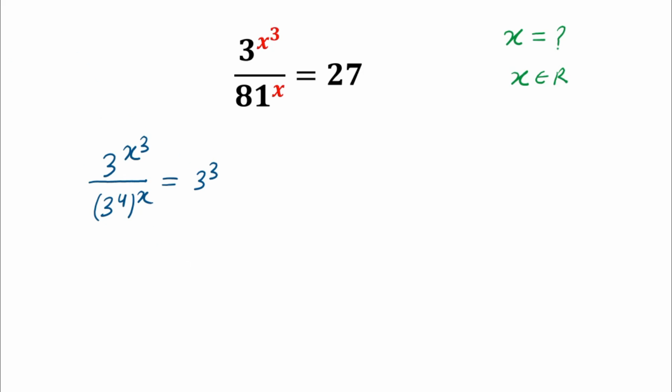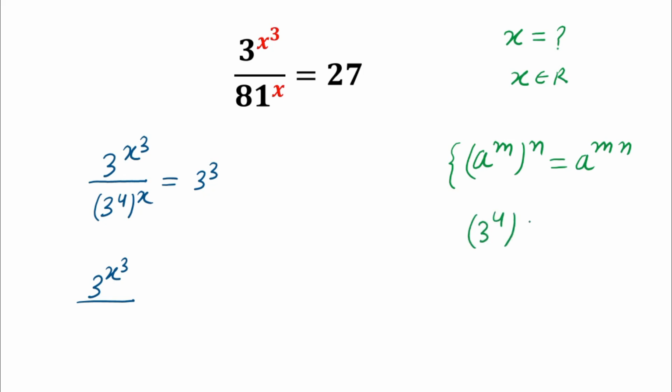Now on the left hand side, in the denominator part, if we apply this rule, which is (a^m)^n equals a^(m times n), then (3^4)^x is equal to 3^(4 times x). So here we have 3^(4x), and this is equal to 3^3.